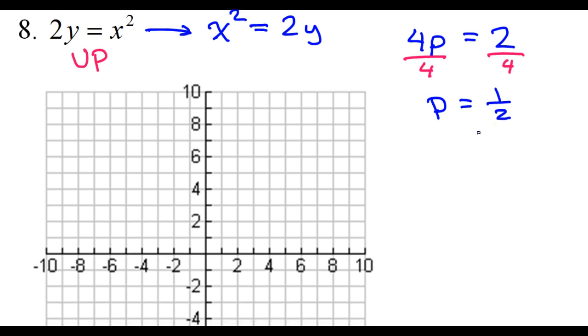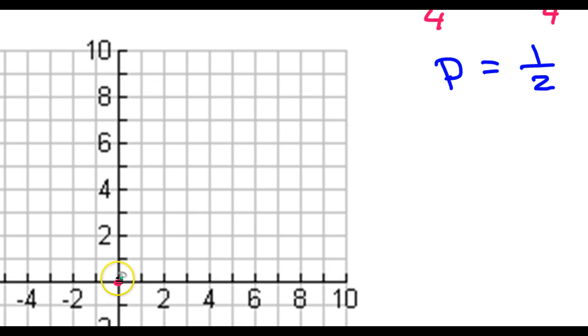So this is going to tell us where the focus goes. So it's going to be half of a square up. So I think I should zoom in. Now our vertex, of course, is still at 0, 0. With p being 1/2, that means the focus is going to be half a square up. Alright, so it's very close. That means the directrix is going to be half a square down. So it's going to be a horizontal line right here.